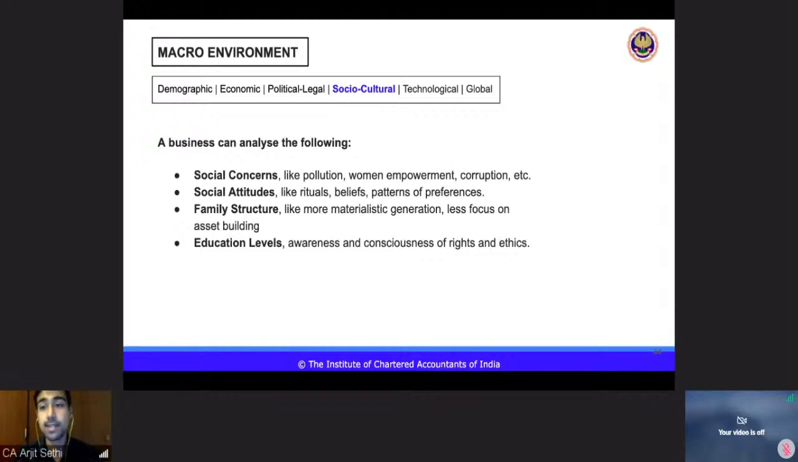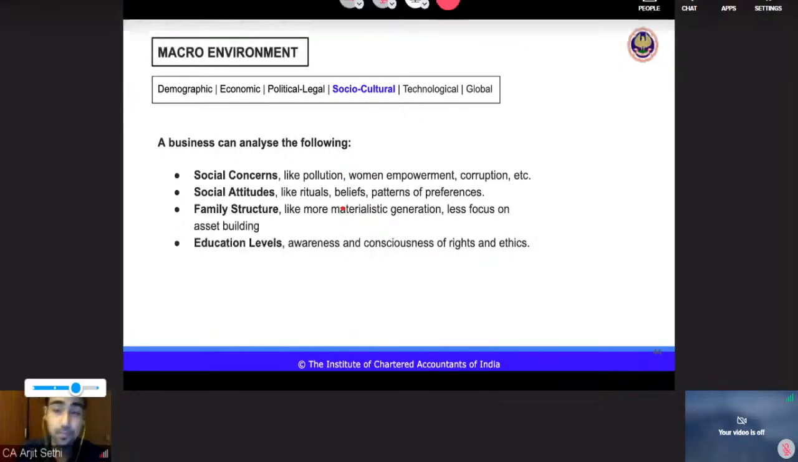Social culture is basically talking about the beliefs of people, what people actually believe in, what society, the government and the people together believe in, right? Any business cannot ignore this. They have to be in line with the belief system of the population and the government, right? Or the family structure, the education levels, the awareness and consciousness of rights and ethics, right?